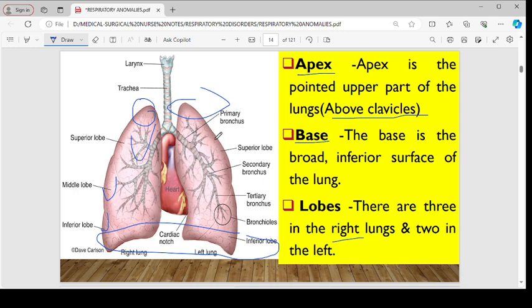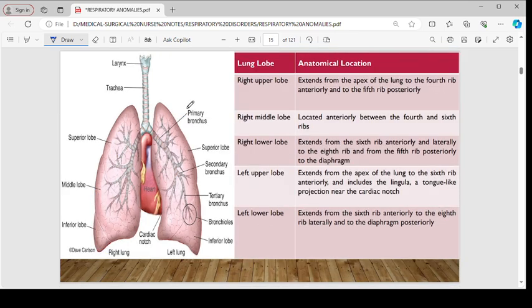On the left, we have the superior lobe and the inferior lobe. So we can try and focus on some of these lobes, like the right upper lobe. This is the right superior lobe, like you have here. This one will extend from the apex of the lung to the 4th rib anteriorly and to the 5th rib posteriorly. Then next we have the right middle lobe.